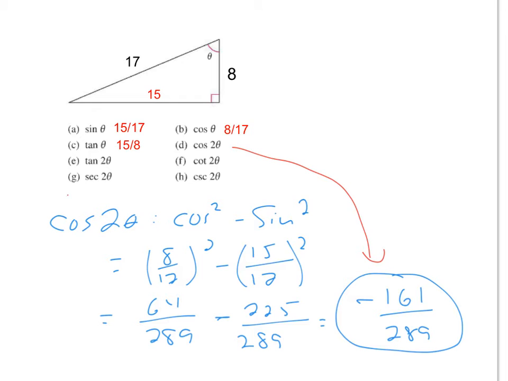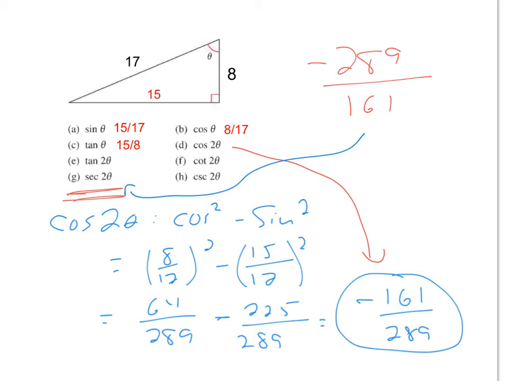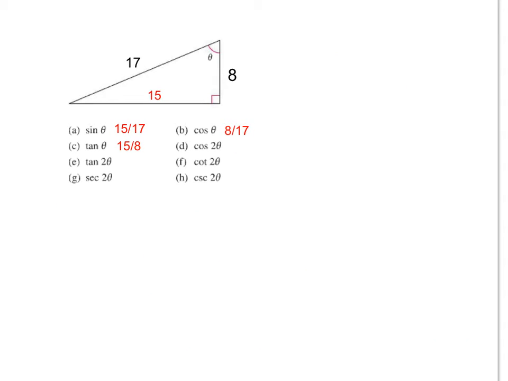If I want to find my secant 2 theta, I know that's going to be the reciprocal of the cosine. So that's going to be negative 289 over 161. And that answer, of course, goes right there. Okay, we already got cosine 2 theta. We have secant 2 theta. Now let's find tan 2 theta, and once we find tan, of course, we can find cotan.